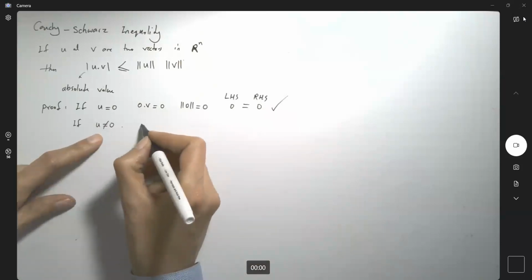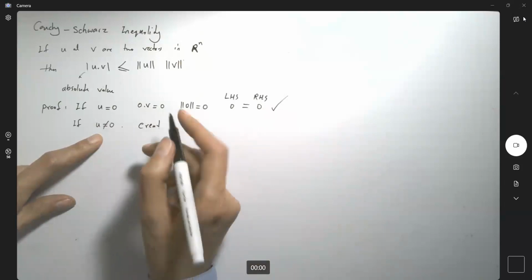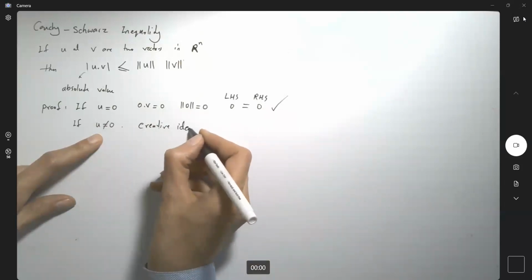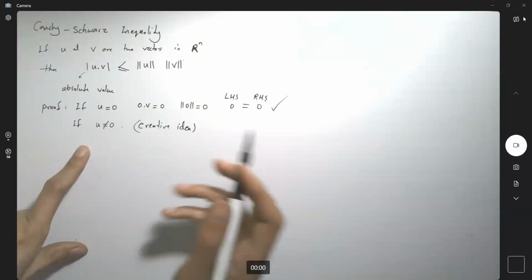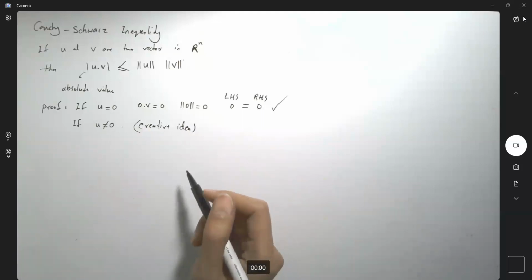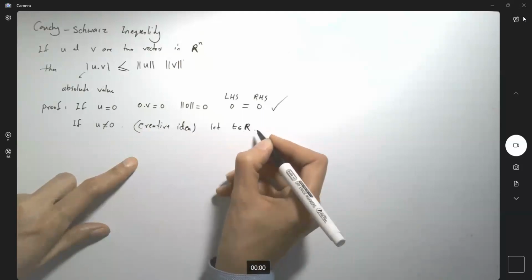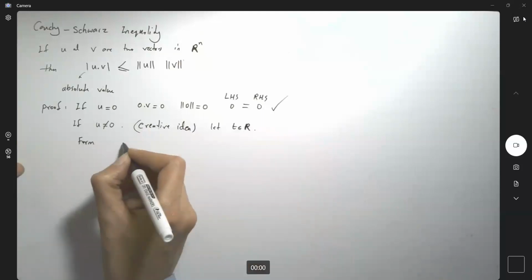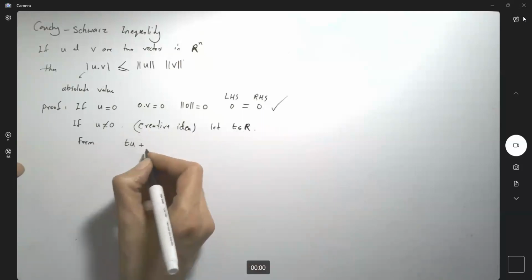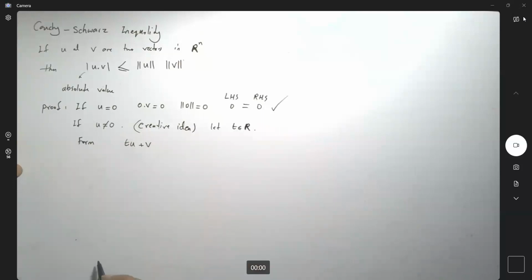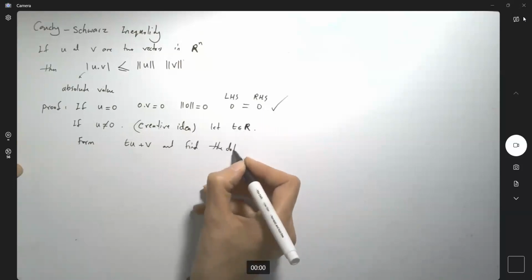We're going to come up with a creative idea. We're going to connect linear algebra with intermediate algebra, quadratic equations. Let t be a real value. Form tu plus v, a linear combination of these two vectors, and find the dot product.